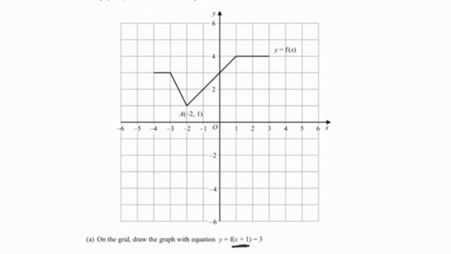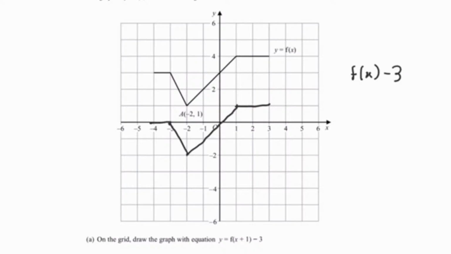So if we look at each thing one by one, first of all, let's look at f of x minus 3. What that does, like I said, it shifts it 3 down. So it's going to look something like this.